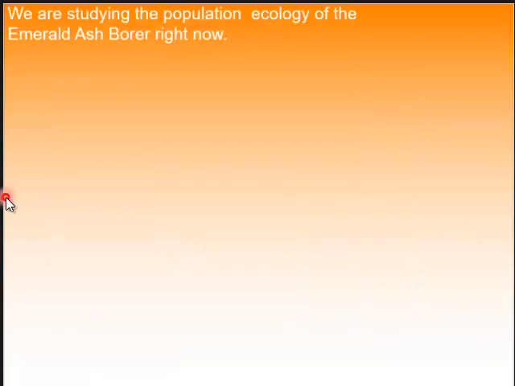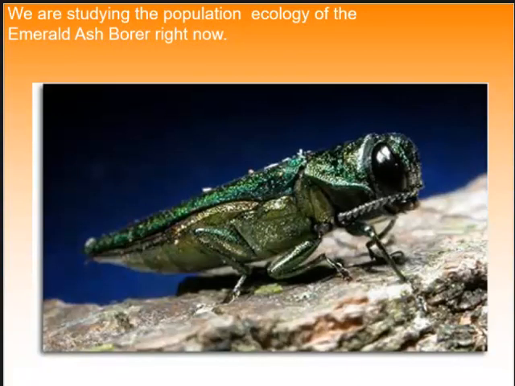We're going to start with, I want you to learn a little bit about a local case study of the emerald ash borer. This is the little guy that's infesting, it's an invasive species infesting ash trees in Maryland. Population ecologists study the factors that regulate population abundance and distribution, which we're going to learn more about.